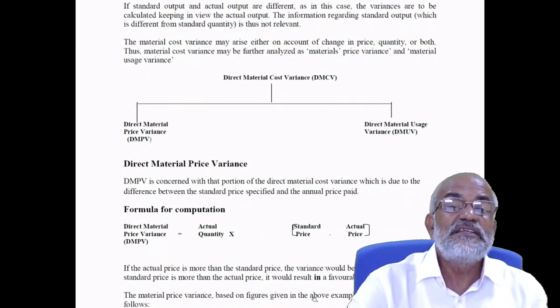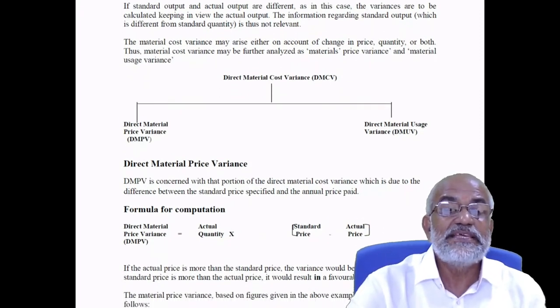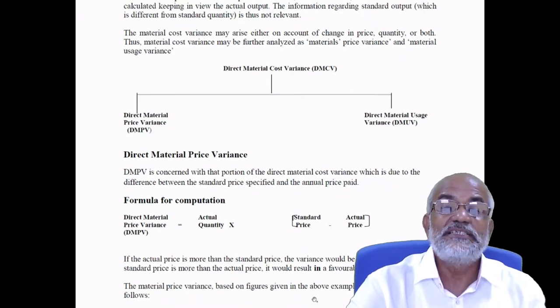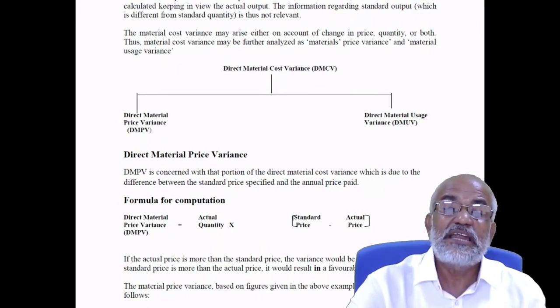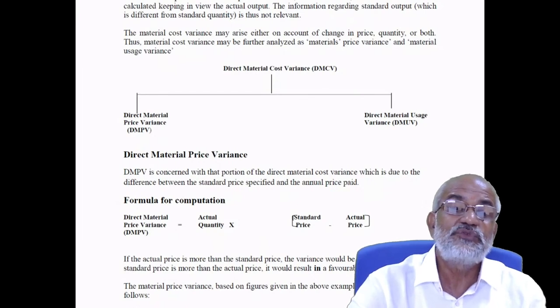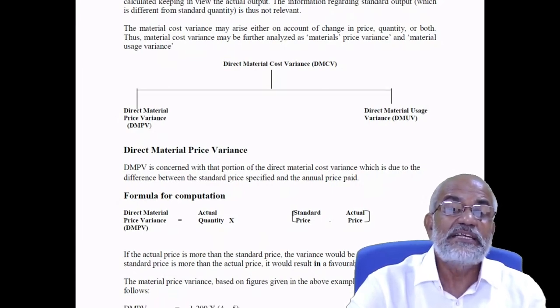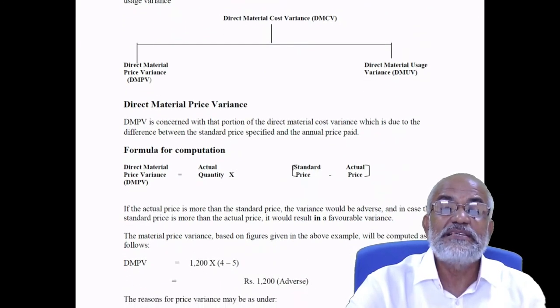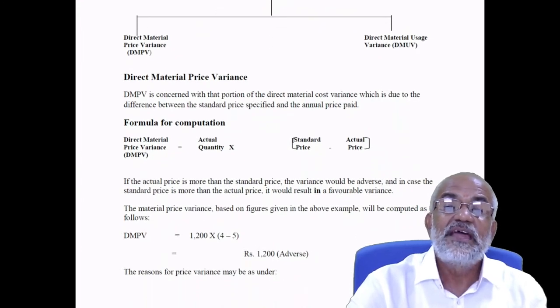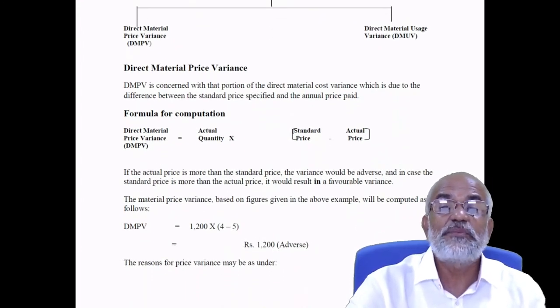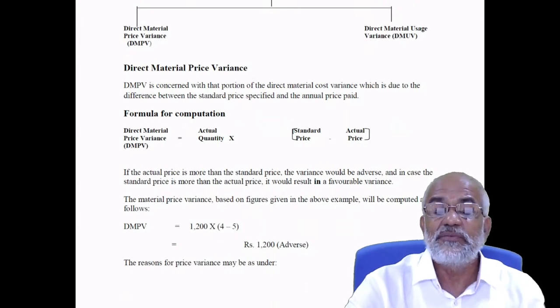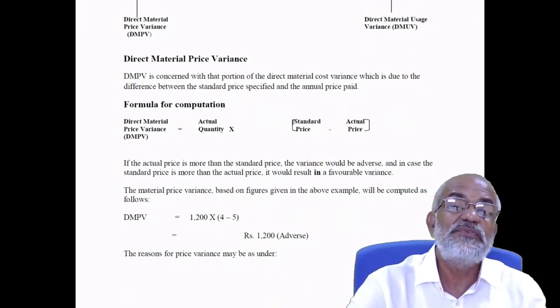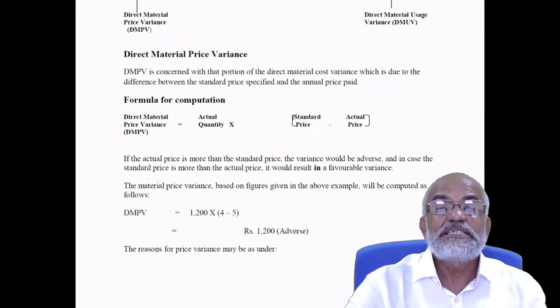The formula for computation of direct material price variance is equal to actual quantity into standard price minus actual price. The difference of standard price and actual price has to be multiplied with the actual quantity to find out the direct material price variance, that is DMPV. If the actual price is more than the standard price, the variance would be adverse, and in case the standard price is more than the actual price, it would be a favorable position, that is, the variance would be favorable.